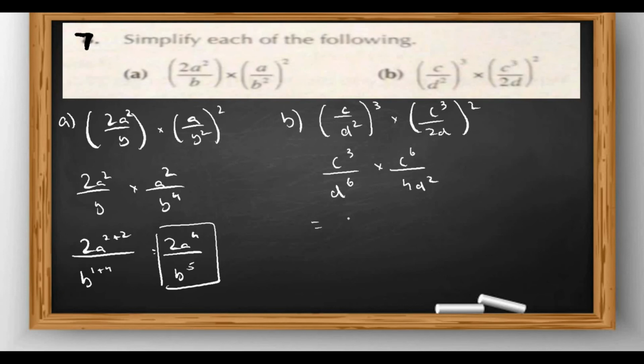Now what you will do, simply c^(3 plus 6) upon d raised to power 6 plus 2, and don't forget the 4. So this would become c raised to power 9 upon 4d^8.